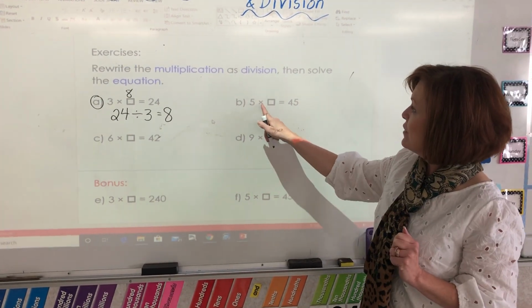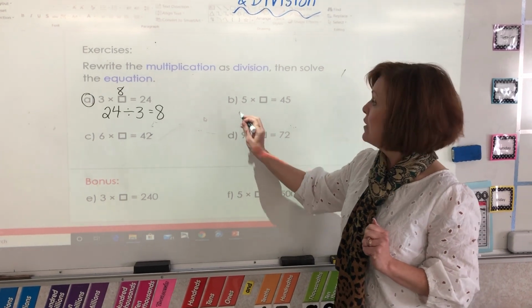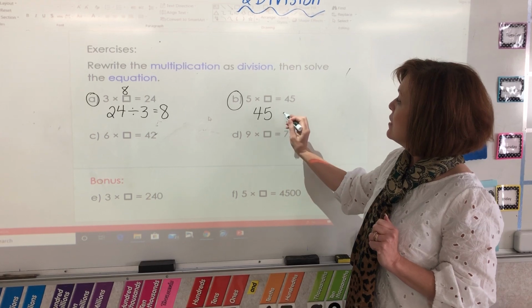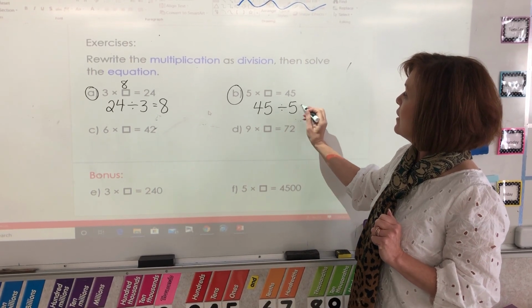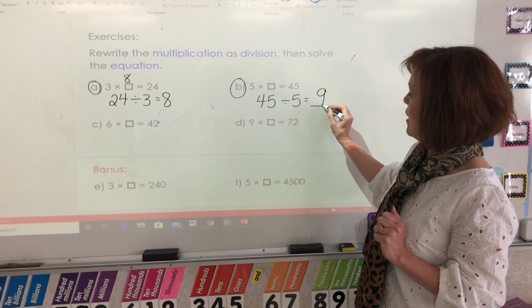Here, 5 times some number equals 45. I am going to use my method of dividing: 45 divided by 5 equals what? And the answer is 9.